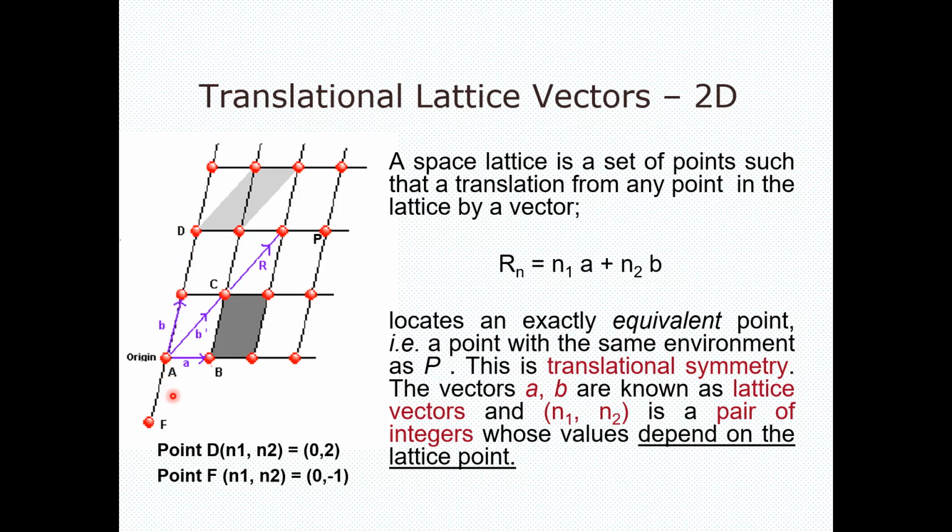Similarly, if you talk about point F, along the x-axis it is located at the origin, but along the y-axis it is located at -1. I mean it is located in the other direction of the lattice. I hope you understand what I mean: from the origin we are going into the other quadrant.